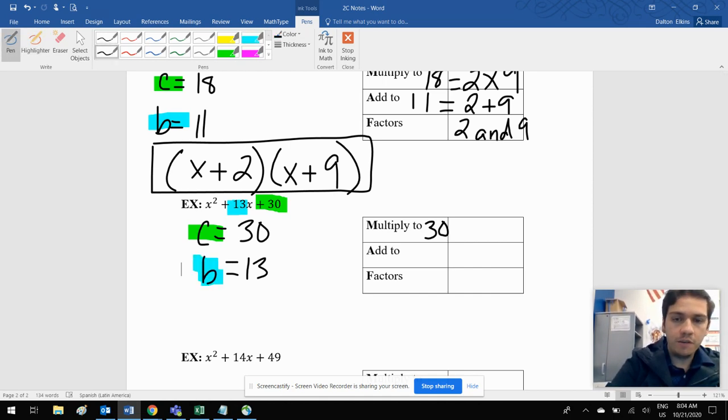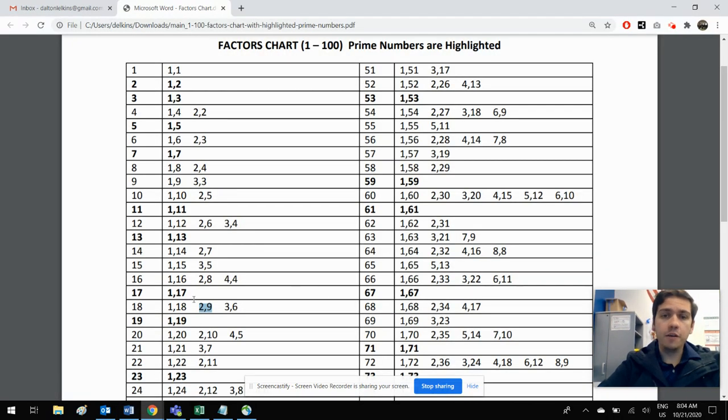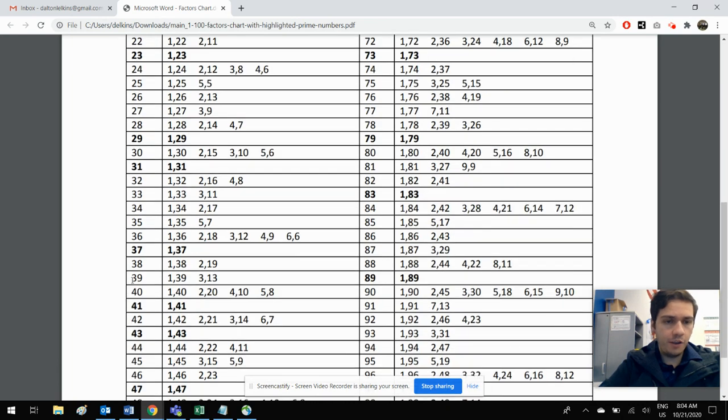Okay, so numbers that add to 13. So let's go back and look at our factor sheet. Let's find 30. Let me scroll further down the page. Okay, here's 30. So you have 1 and 30. That's 31 when we add them together. 2 and 15. That's 17. Okay. 3 and 10. When we add those, it's 13. Perfect. And then 5 and 6, those add to 11.